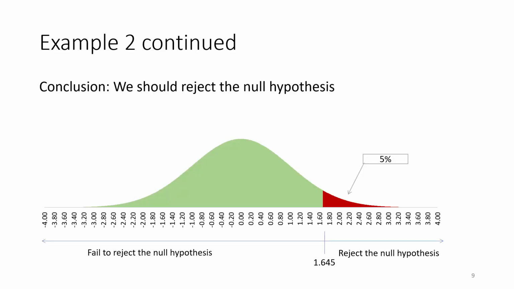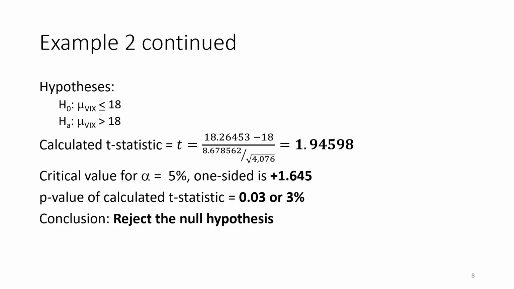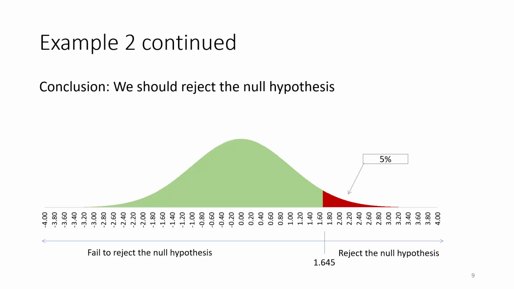We can look at this graphically. We can see the cutoff right here, the critical value is the 1.645. That comes from the table or calculator or Excel. And then we have 5% area under the curve, which is that red, and that's the rejection region. And going back, we have 1.94598. If we go look here, that would be in the rejection region. It falls in the red area, so we reject the null hypothesis.